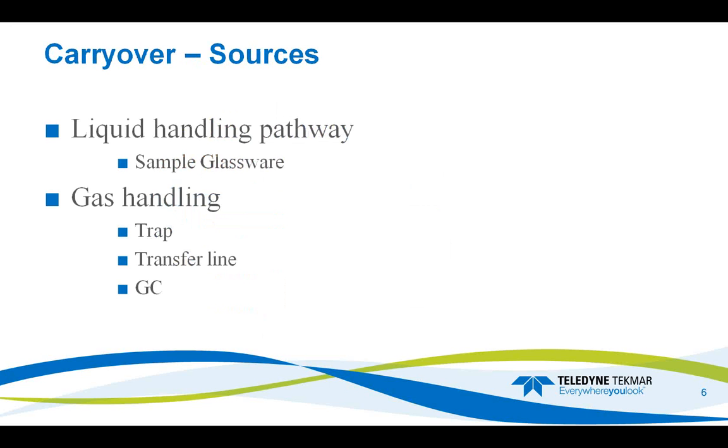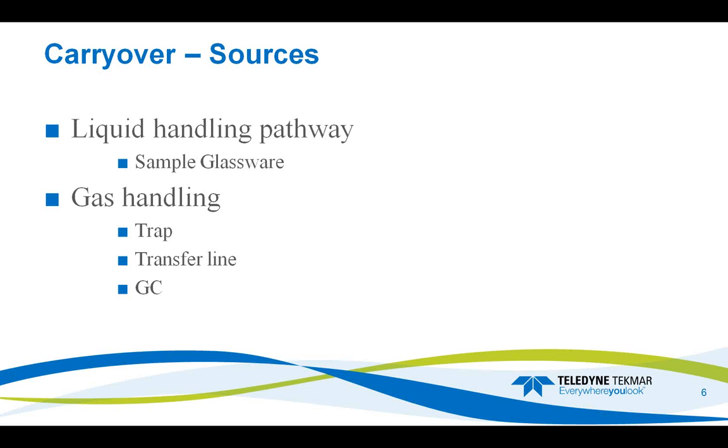Okay, so what are our sources of carryover? Well, we can break our sources down into 2 main categories. We have our liquid handling pathway, which is typically the autosampler, so the preparation portion, as well as the sparger of the concentrator. So all of our sample glassware, pressurized sample loops on the Aquatech 100. We would also include the syringe on the Atomx, as well as the glass sparger.